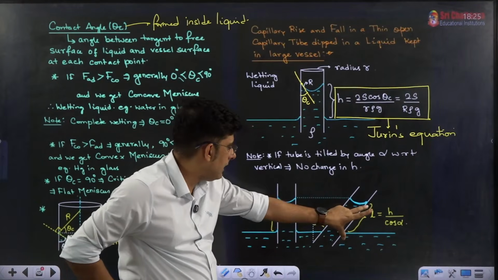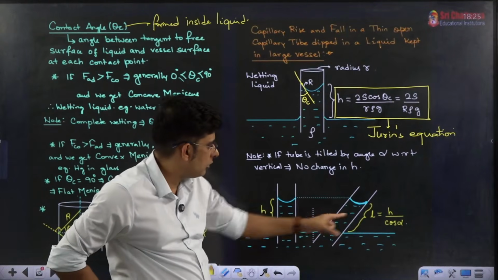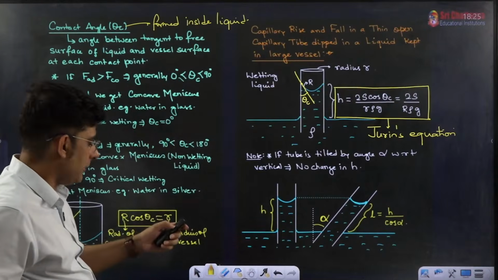So you can say L cos alpha is equal to H. This is L, L cos alpha is H, so L can be written as H by cos alpha. This is a very important case which you have to remember.